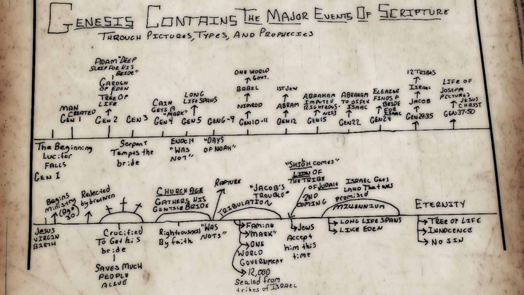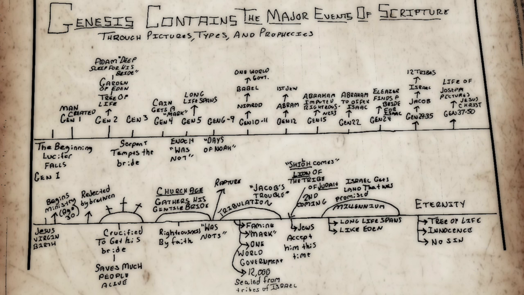So in Genesis 11, you've got the Tower of Babel and a one world government. Just like the Antichrist is going to bring in, Nimrod, a type of the Antichrist, brought in a Tower of Babel and a one world government. The Antichrist is associated with Babylon and a one world government.